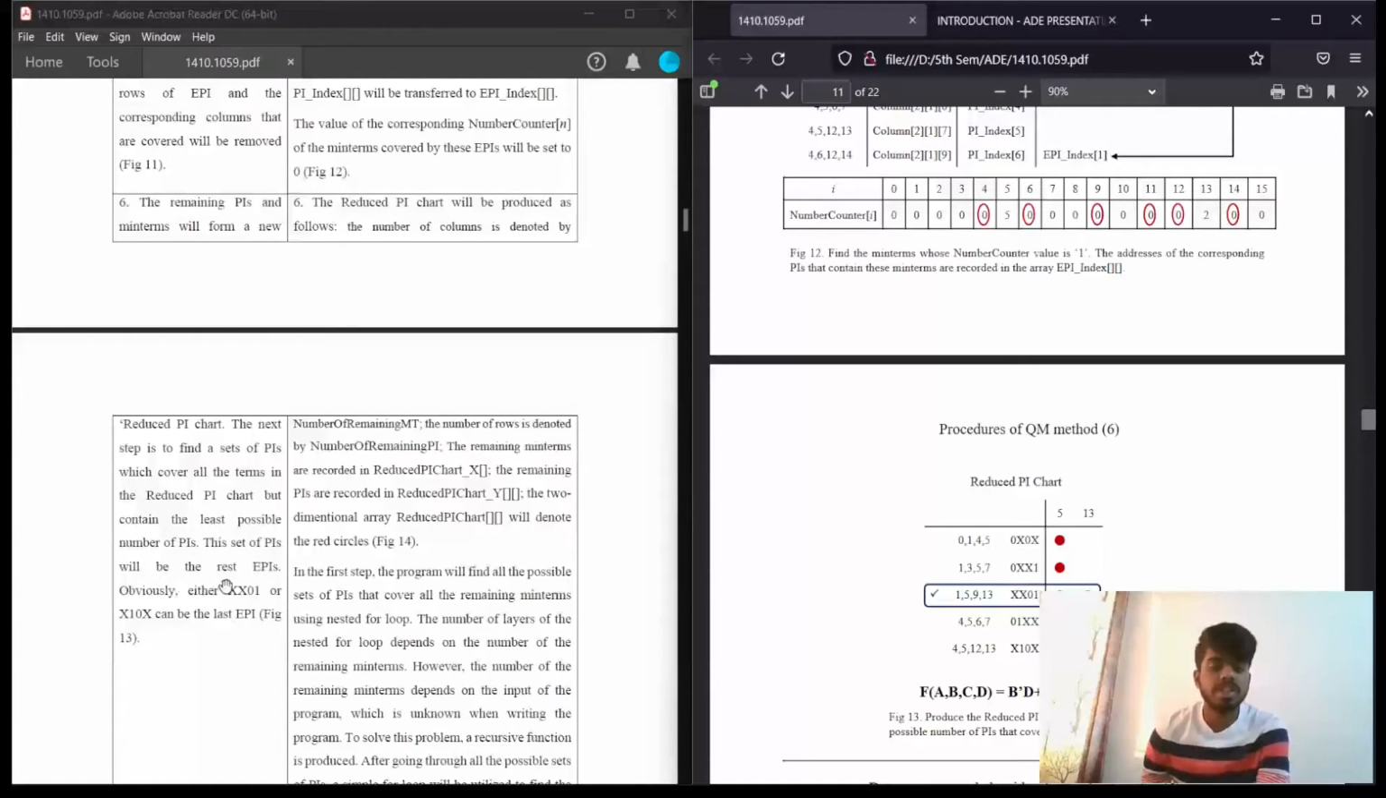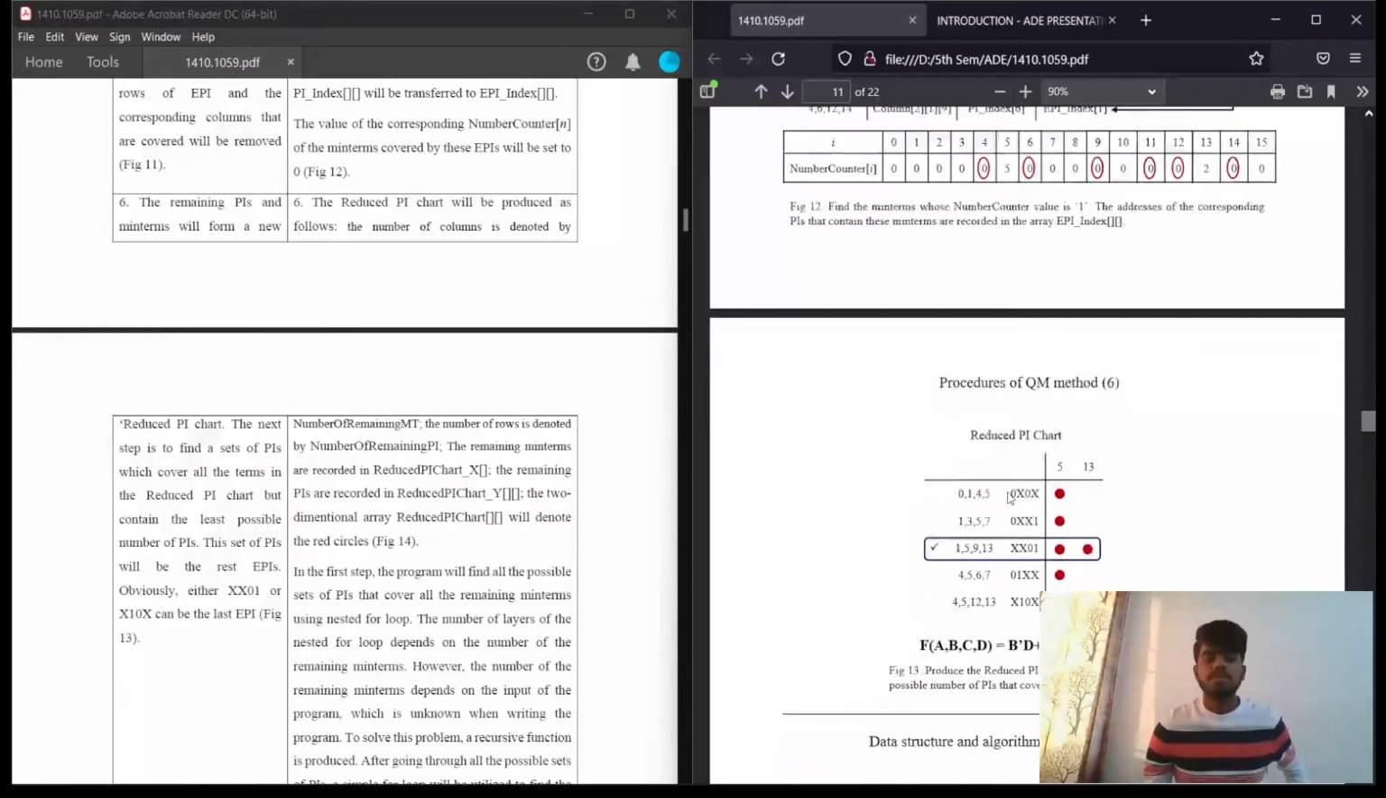The set of PIs will be the rest of the EPIs; obviously either x01 or x10x can be the last EPI. So let's figure out how it's done in the data structure part, because this particular thing is easily understood. Let's see the data structure and algorithm part of this.